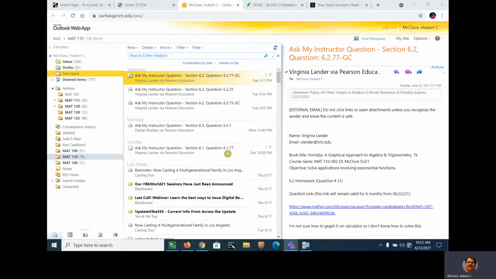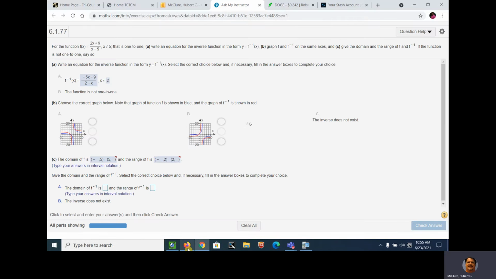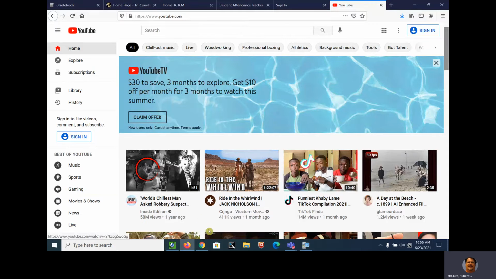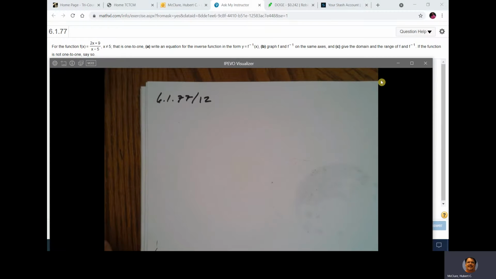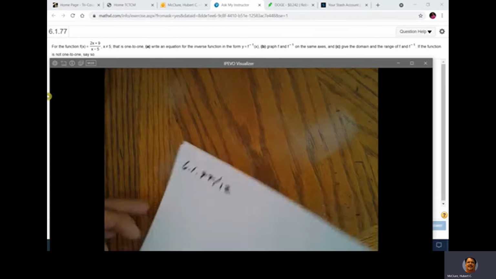We got 6.1, number 77/21. 6.1, 77/12. Let's see what this one is. Oops, sorry about that. That's not supposed to be there. There. I'm not going to look at the directions. I'm just going to see what they give us, and then we go from there.